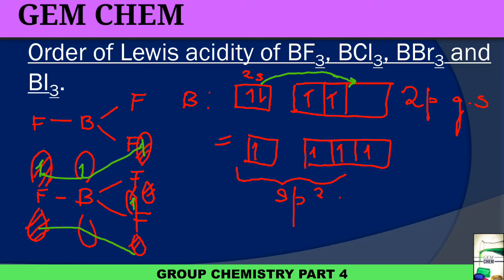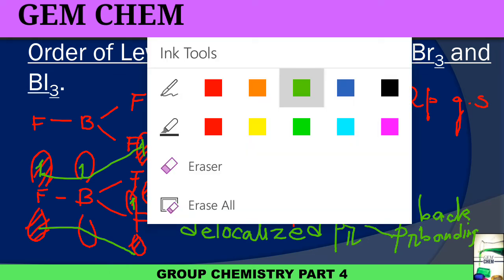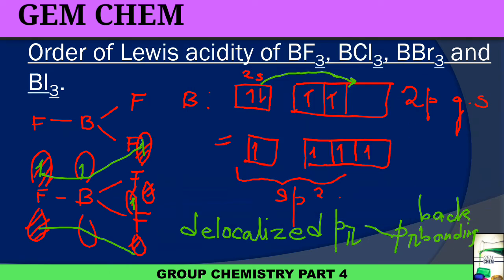There is a bonding which is known as delocalized p-pi back bonding, which is important, right? So this p-pi back bonding along with the normal bonding is present. This direction is like this. It is coming towards the boron.